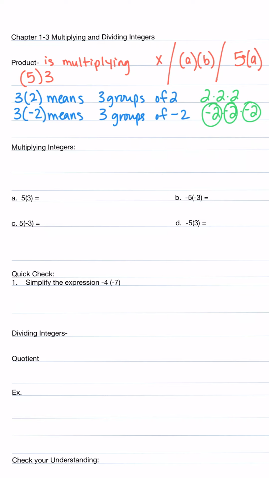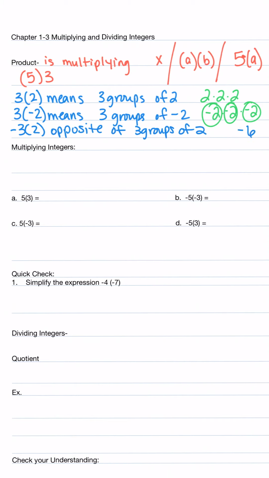If we have negative 3 times 2, it means the opposite of 3 groups of 2. So in that respect, 3 times 2 is 6. The opposite of 6 is negative 6.